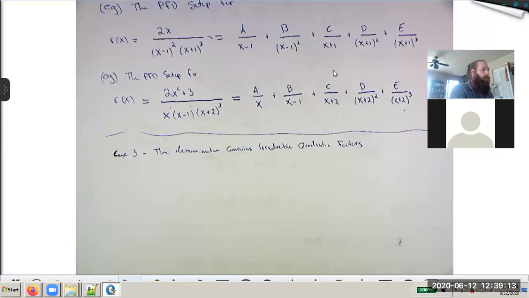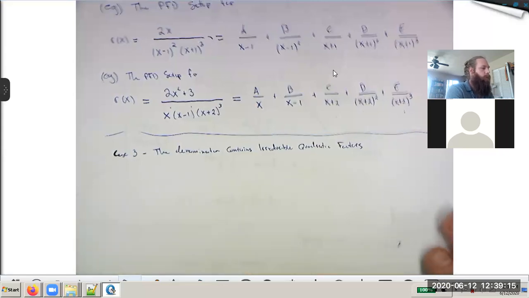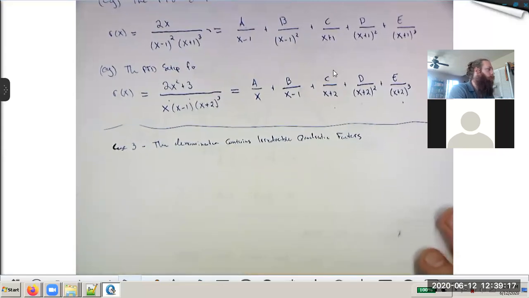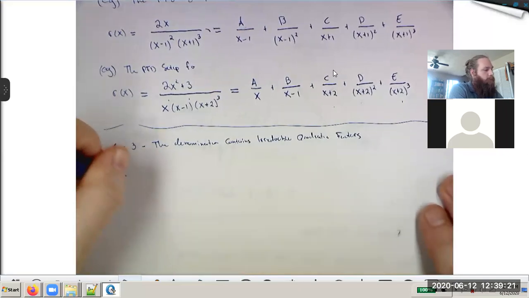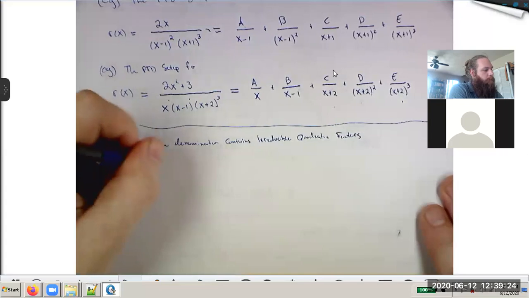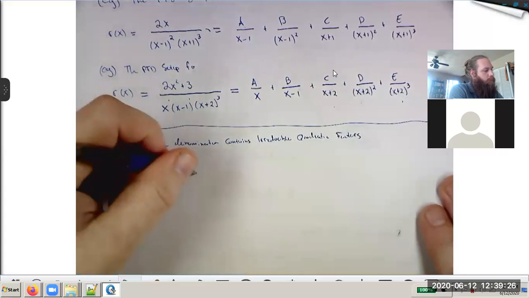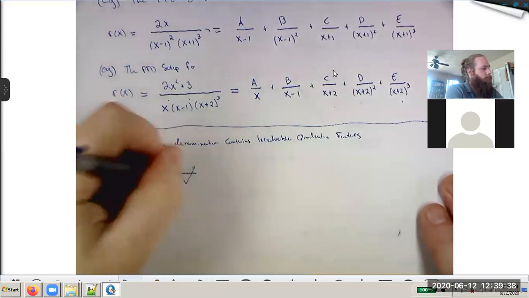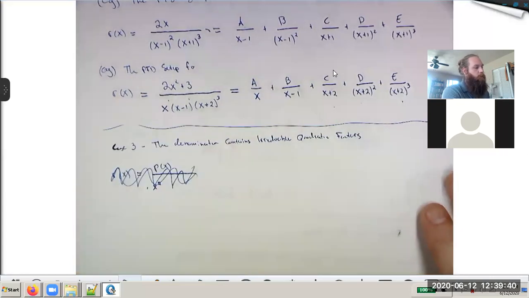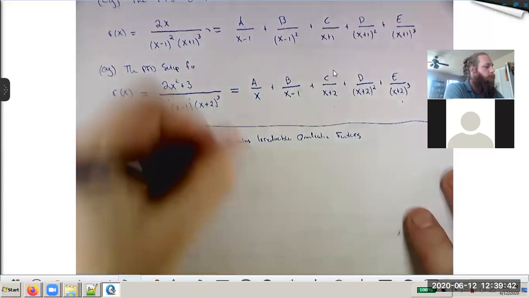All right. So the next case we need to handle is what we do if the denominator contains irreducible quadratic factors. So if r of x looks like p of x over... what's the right way to say this? I don't even want to write this out, right? So the general rule, just like the last general rule I showed you, is kind of scary.